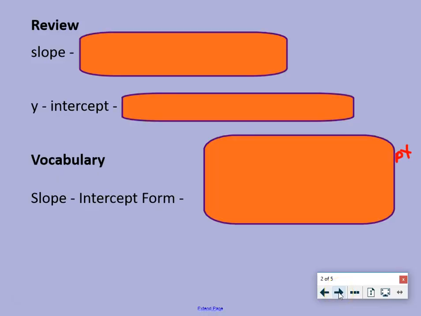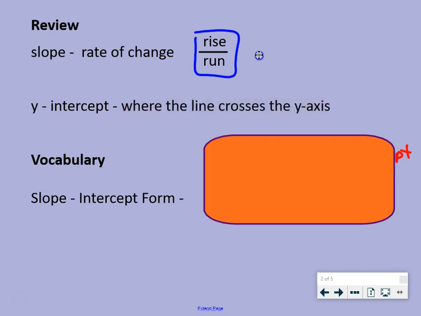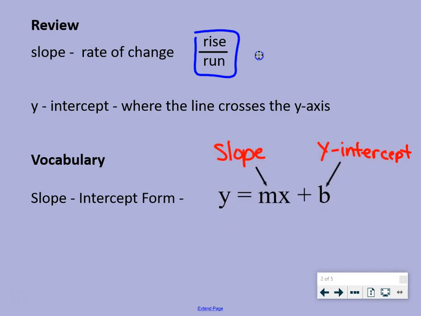First off, we need to review some vocabulary. Slope is your rate of change. In this lesson, we're going to be using rise over run a lot, so make sure you're familiar with that from last lesson. Y-intercept, that's where the line crosses the y-axis. So put those two together and we get slope-intercept form. This is our new vocabulary piece, which is y equals mx plus b.